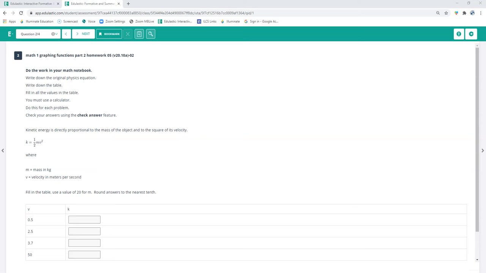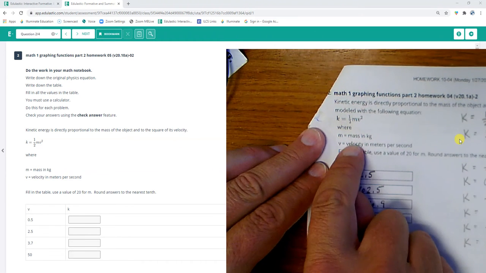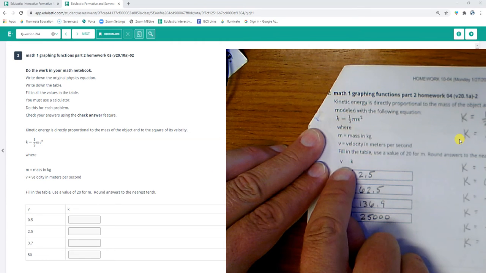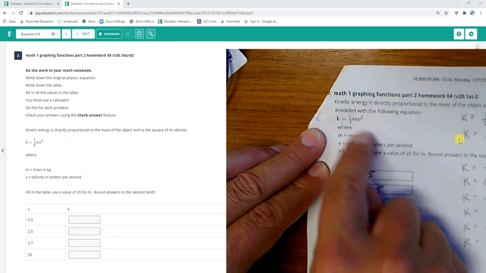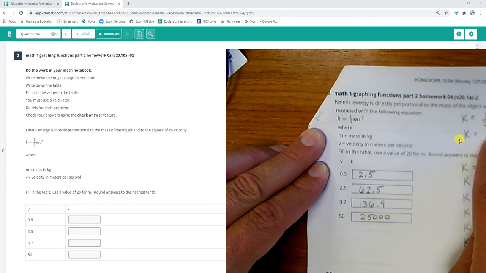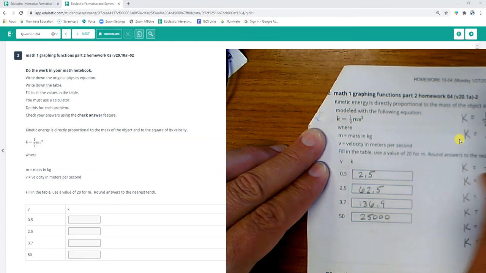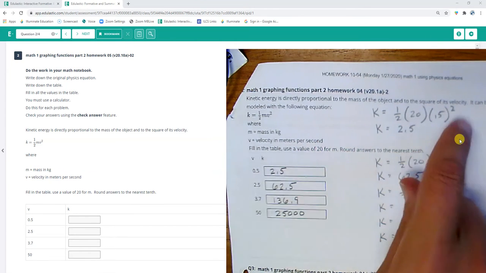All right, question number 2. I'm being given a mass of 20, so I'm going to use a 20 there every time. So it's going to be 1/2 times 20 times the velocity squared, and just keep doing that over and over again. So let's do the first one.